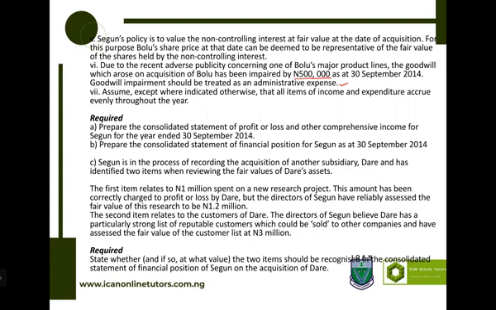The second item relates to customers of Dare, and the directors of Segun believe Dare has a particularly strong list of reputable customers that can be sold to other companies, and have assessed the fair value of the customer list as at 3 million naira. Required: state whether the fair value of the 2 items should be recognized on the consolidated statement of financial position of Segun as at acquisition date.